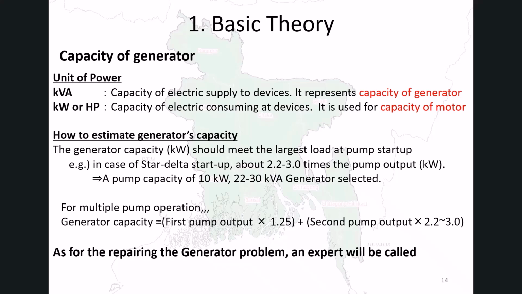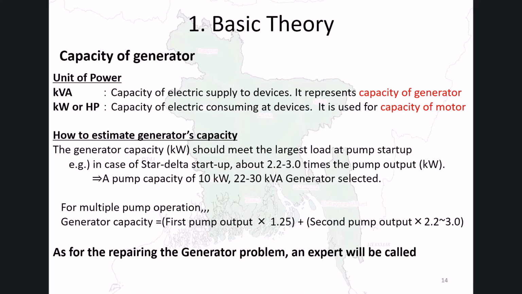Then, how can we estimate the generator's capacity? The generator capacity is determined by the large load at pump startup. In the star-delta case, about 2.2 to 3 times the pump rated power is required for startup. So, when the pump capacity is 10 kilowatts, the generator capacity will be 20 to 30 kilovolt-amperes.